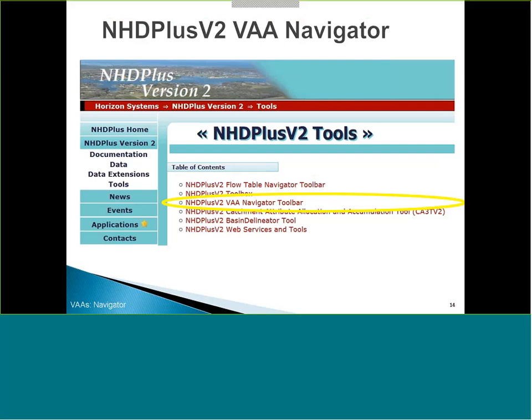All righty, Flow Table Navigator. This is a picture of the Horizon Systems NHDPlus website, which is still a live website. We hosted the website for EPA for a long time, and this past year EPA has gotten their website going, and a lot of the links and so forth that you've been seeing are to that website. That is the official website. Everything on the Horizon Systems website is still there, and it's current. We just didn't have time to change all of our pictures.